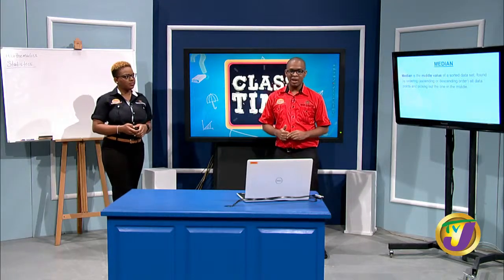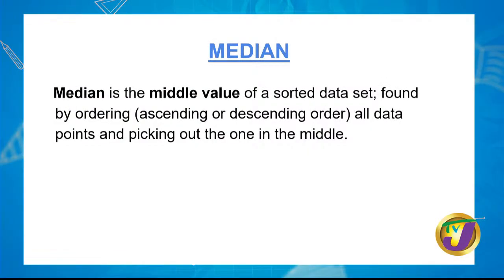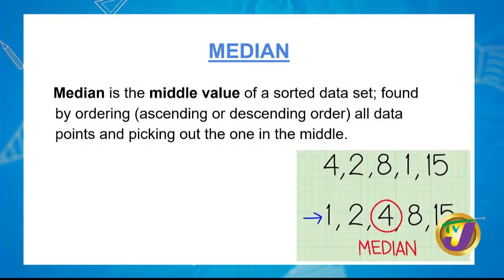Median. The median is the middle value if the data is sorted in order, and it can be done in either ascending order or descending order. After sorting, you can pick out the middle value from those data points. And this is how we would arrange the data.